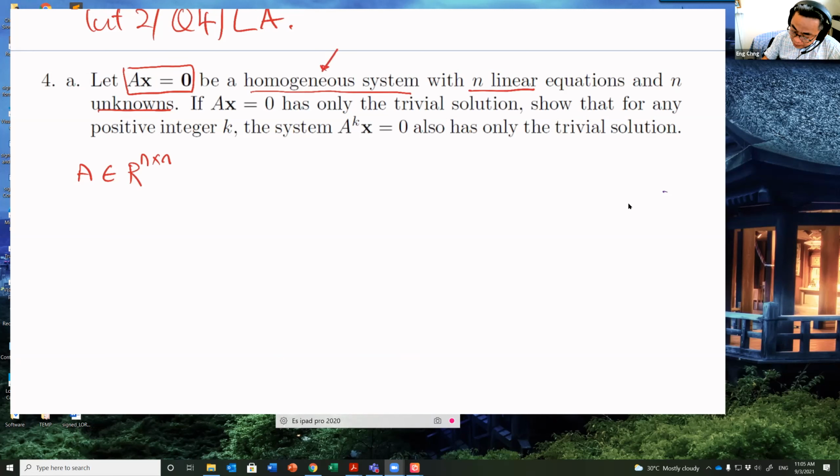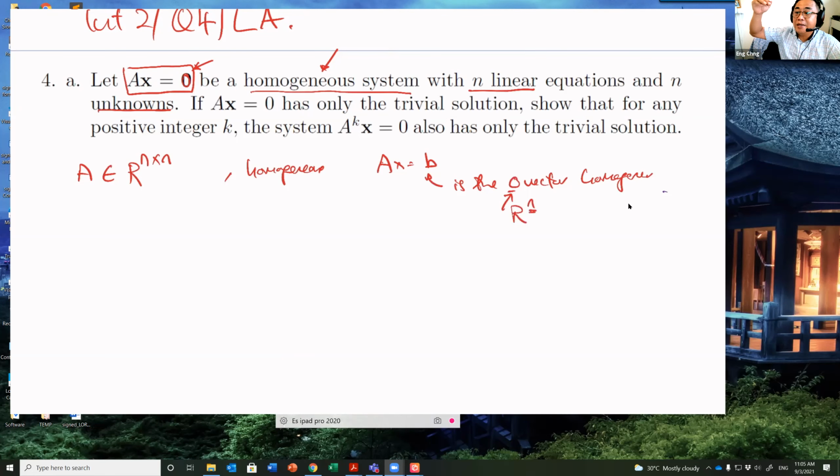The word homogeneous means that the right-hand side is the zero vector. Normally we are told AX equals B. But when we talk about homogeneous, B is the zero vector. And this zero vector is in Rn because we have n equations. So this is the information he told you in the first line.